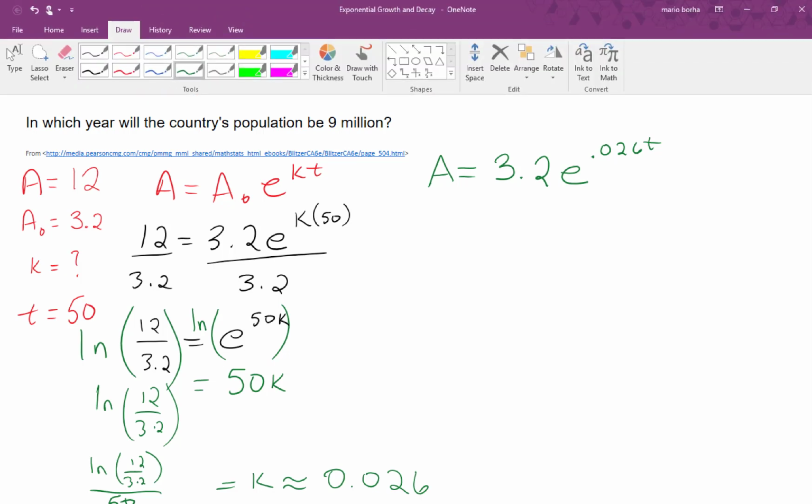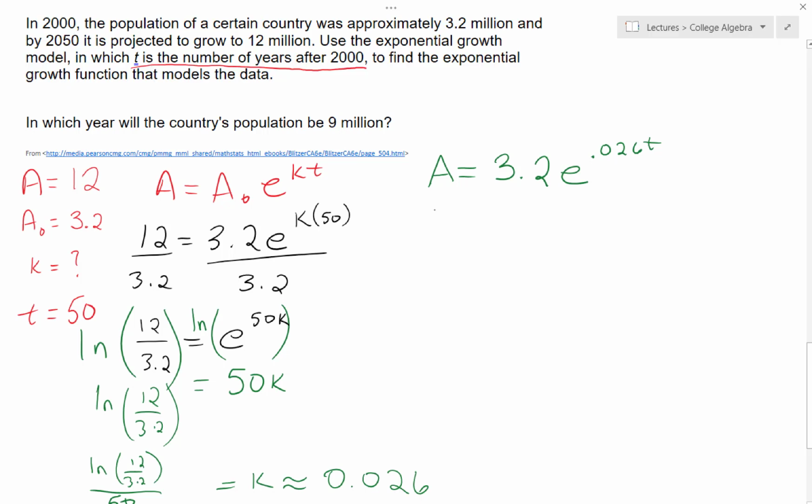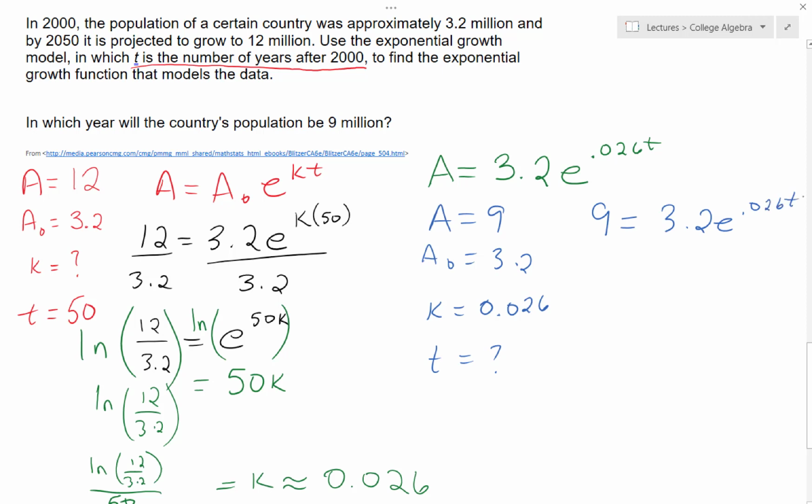And you know what, just to keep this clear, changing colors, a is equal to 9. A sub 0 is still 3.2. K, because we have solved for it in the first part of this problem, is 0.026. And t is my unknown. I do not know when this will happen. What year does this happen in? And so I write out my numbers again. 9 is equal to 3.2 e raised to the 0.026 t.